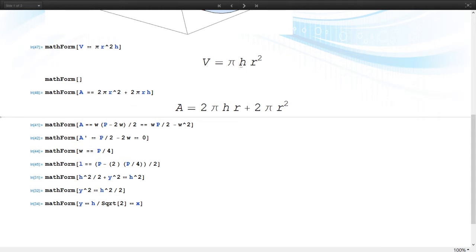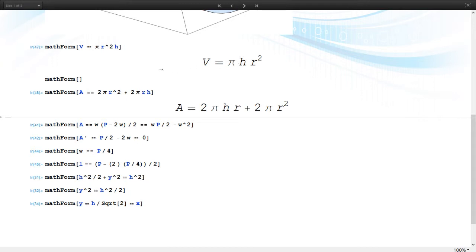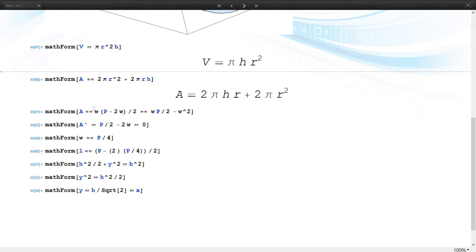So volume equals pi h r squared. Area equals 2 pi h r plus 2 pi r squared. Now we can solve for h in the volume equation, and then we'll plug it into the area equation.